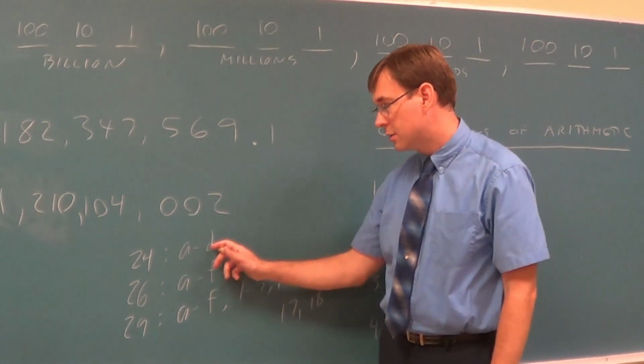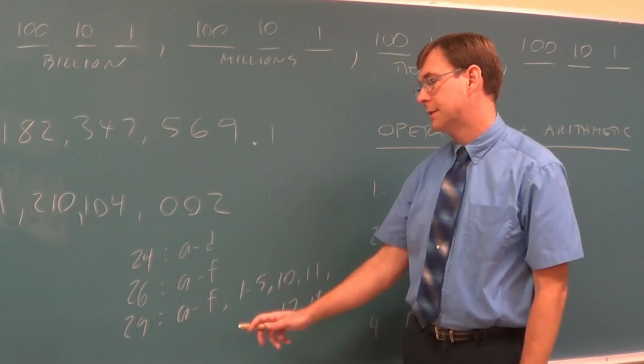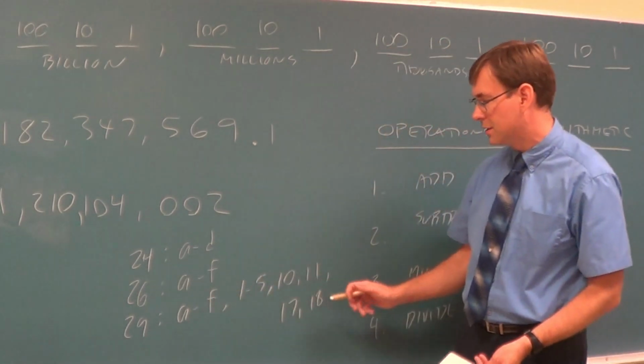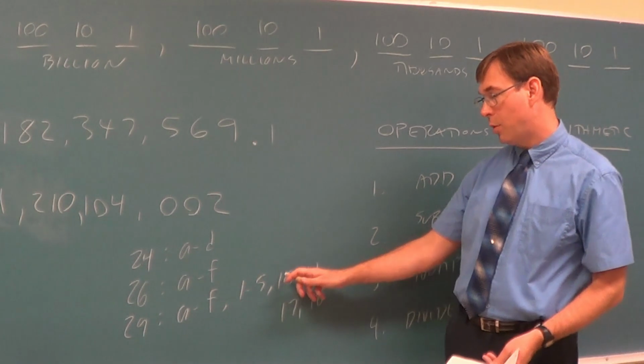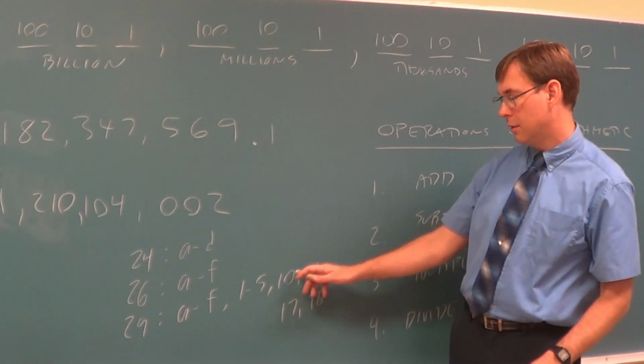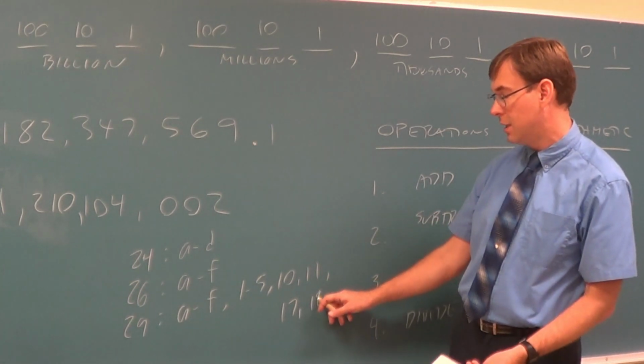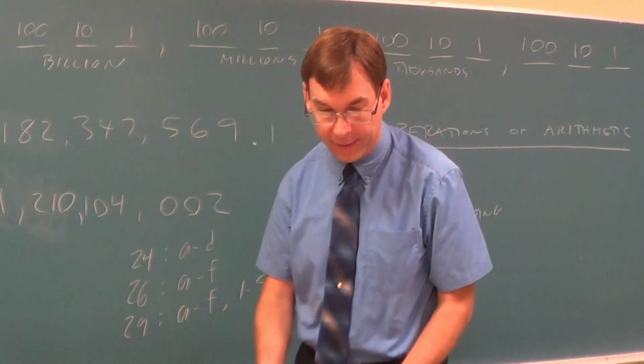So just letters on 24, just letters on 26, and on 29 a little bit of this, a little bit of that, some letters, and then some 1 to 5. Then skip all the way to 10. Don't do 6, 7, 8, 9. Go 10, 11. Then skip a bunch more, 12, 13. Skip all those. 17, 18 we do, and then we just cash out on that.